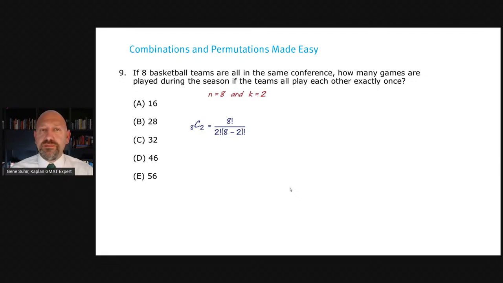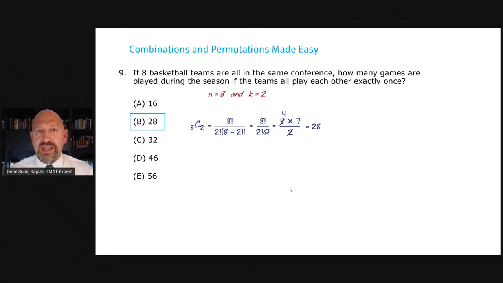8 factorial on top, that's n factorial. On the bottom, k factorial, that's 2 factorial, and then 8 minus 2, or 6 factorial. We can do a little preemptive canceling out. There will be a 6, 5, 4, 3, 2, 1 on the top and on the bottom. So we don't even have to write them. Just have the 8 times 7 on top and 2 times 1, or 2, on the bottom. Then the 8 and the 2, we could reduce, 4 and 1. This is 28. Always a good feeling, right? You have an answer that shows up in the answer choices.